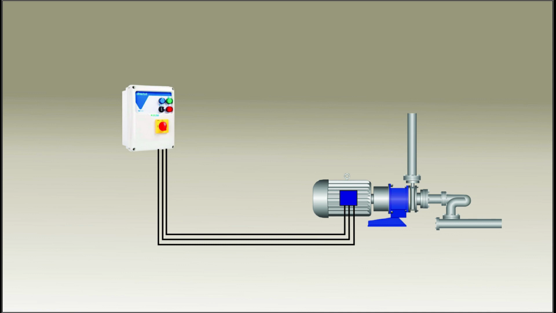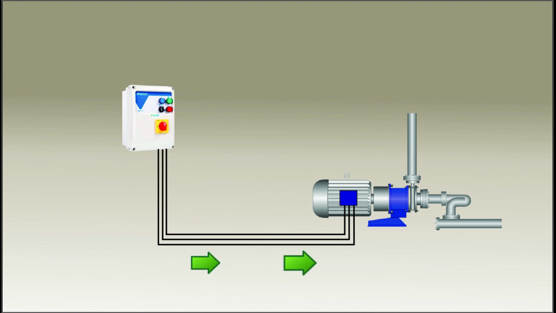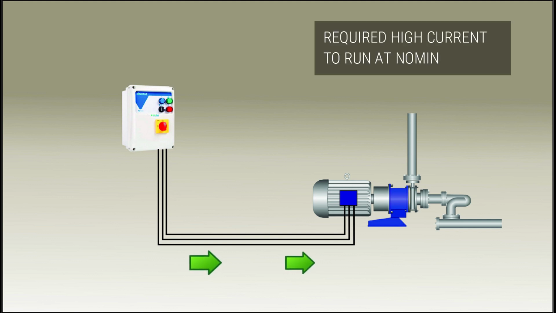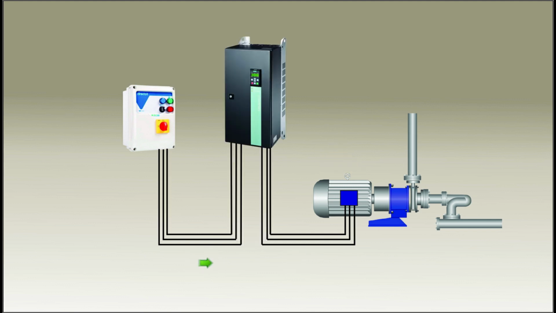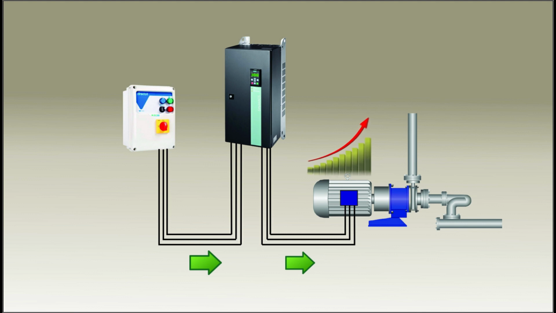There are quite different methods for starting an electric motor, such as direct on line. Electric motors often require large amounts of electricity during their accelerating to the nominal speed. A VFD can be used to limit the surge of current known as inrush current, resulting in a safer, smoother and gradual startup.